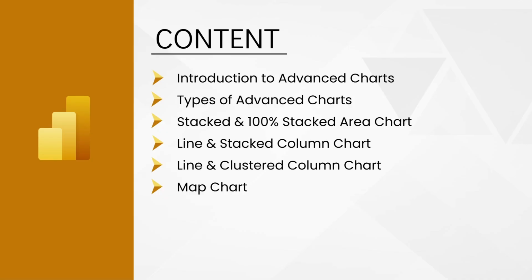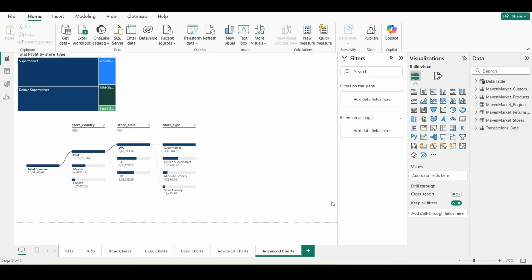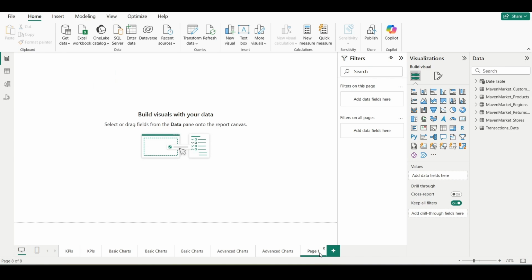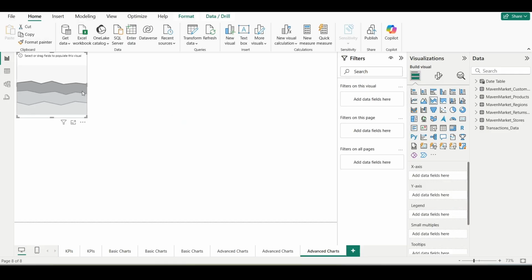So let's begin. Over here, let's create another page and name it Advanced Charts. Click on plus icon. Now, let's begin with the first chart, Stacked Area Chart. The third chart in the second row is Stacked Area Chart. Click on it. So, what is a stacked area chart?